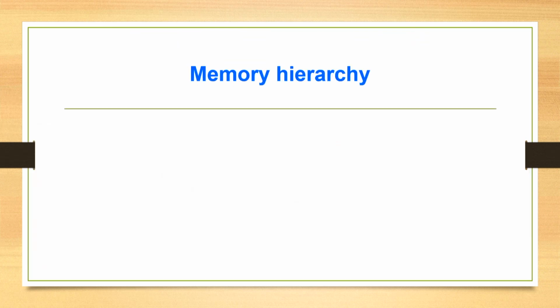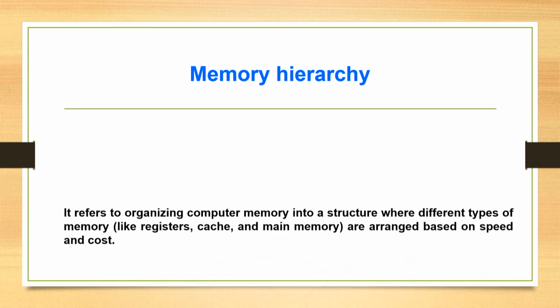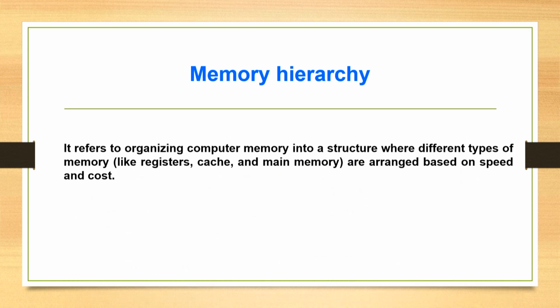Next we go through the memory hierarchy. What is memory hierarchy? It refers to organizing computer memory into a structure where different types of memory like register, cache, main memory, secondary memory are arranged on the basis of their speed and cost.